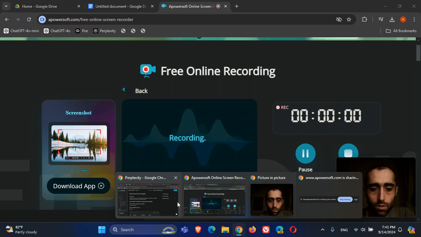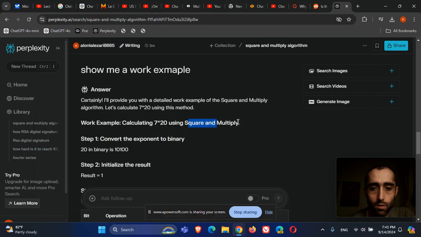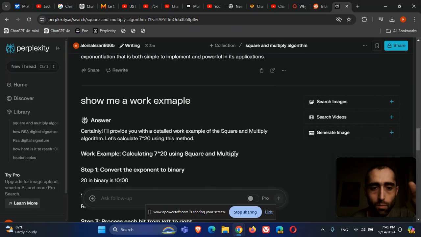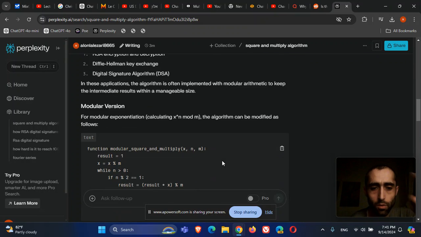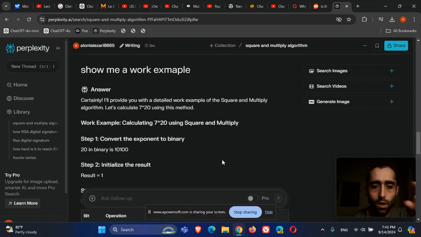So let's work on the square and multiply algorithm. The idea is to do fast exponentiation of numbers. Let's do an example; I think it's the best way to understand how it works. We will have, let's call it, a normal part and a modular part, if we are working in a modular environment like a finite set.